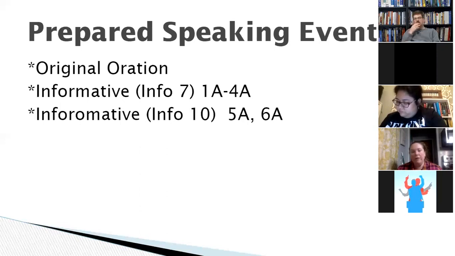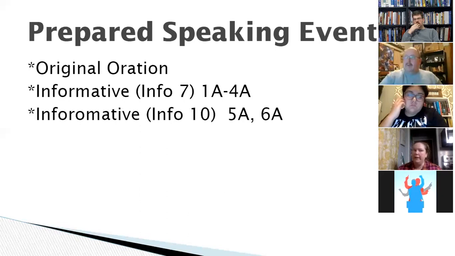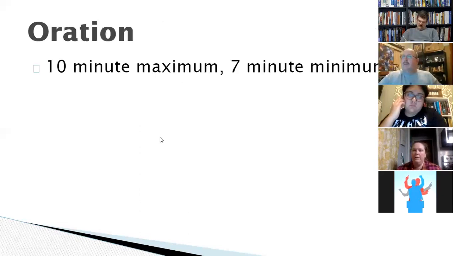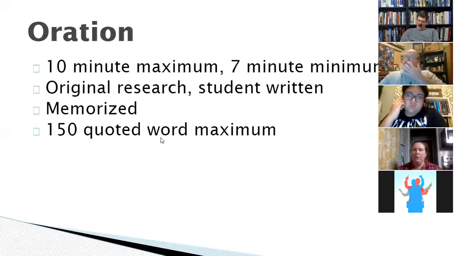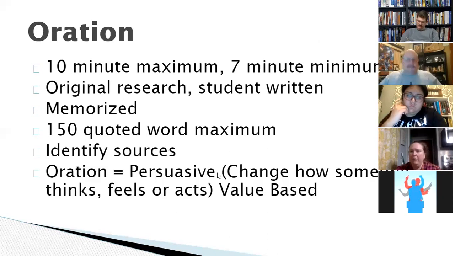In 4A, 3A, 2A, and 1A, sometimes you might see some policy-based persuasives where they're talking about a law that needs to be implemented or something that needs to be changed. And typically the final round in 4A would be about half policy-based and half value-based.